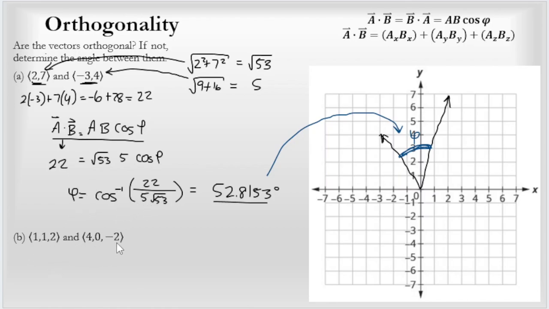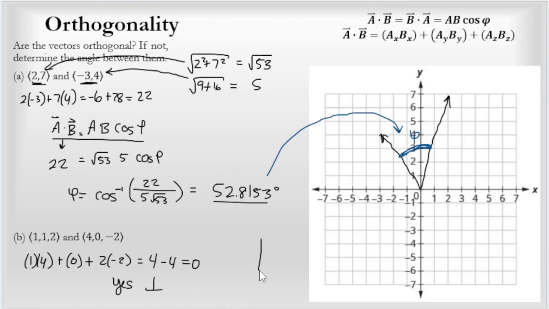If I look at the next example, let's see if these two vectors are orthogonal. So when I multiply this out, I get 1 times 4 plus 0 plus 2 times negative 2. So we get 4 minus 4, which equals 0. So I'm going to say, yes, these are orthogonal. They're perpendicular to one another.